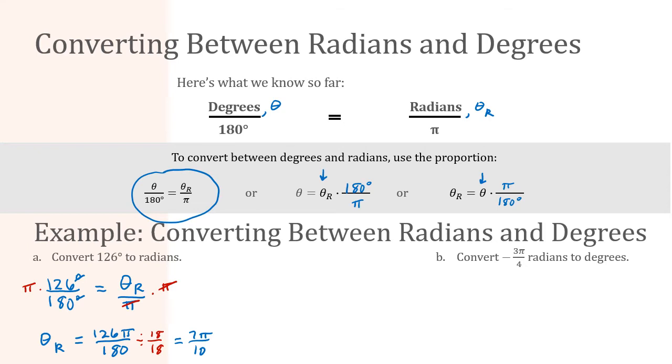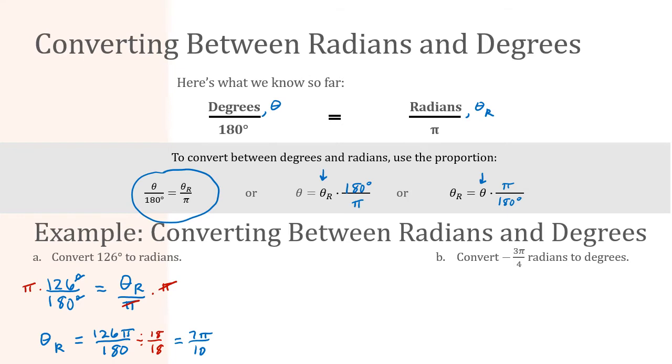I could put into my calculator 7 times pi, which would be, 7 times 3.14, so 21, 22-ish, and then divide by 10 to get around 2.2 something radians. But most of the time, we want to use the exact value of the radian measure. Okay, so 7 pi over 10 is that.